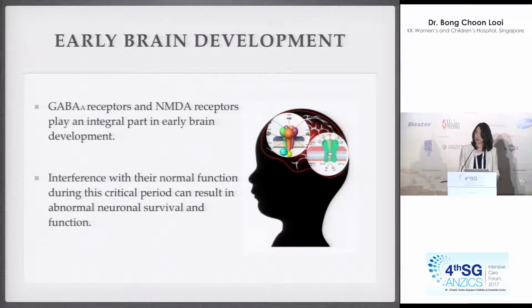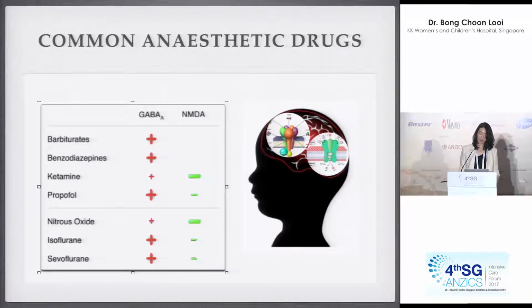GABA and NMDA receptors are thought to play an integral part in early brain development, and it's thought that interference with their normal function during this critical time can lead to abnormal neuronal survival and function. As we know, the vast majority of the anesthetic and sedative agents we use are either GABA agonists or NMDA antagonists. So there really is a molecular basis for this to take place.